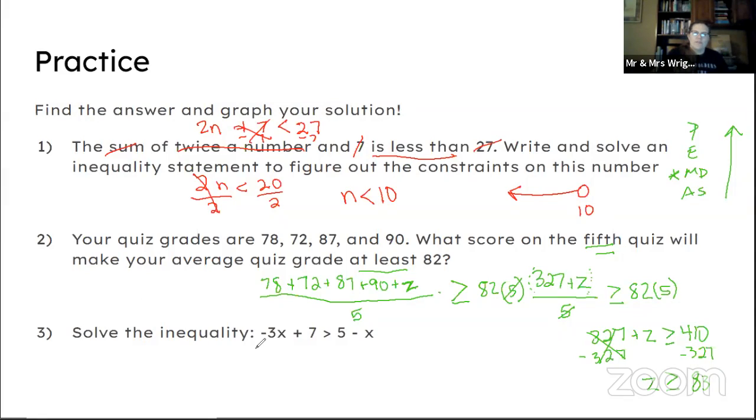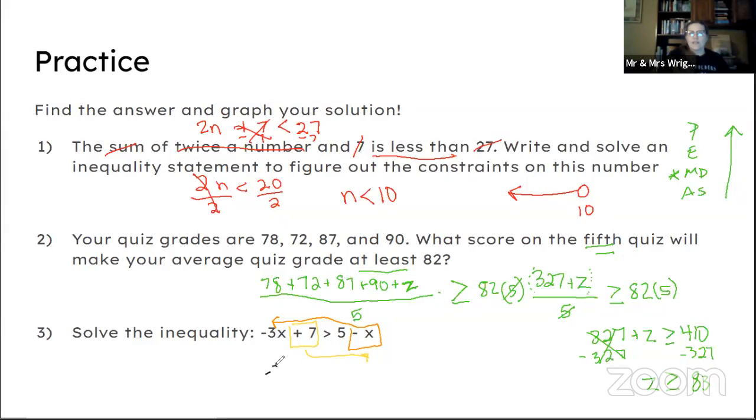All right, number 3, solve the inequality. Negative 3x plus 7 is greater than 5 minus x. Okay, just like our equations where we have variables on both sides, the first thing we want to do is get all of our variables to the left side and all of our constants to the right side. So we're going to follow the same rules because it's just a matter of addition and subtraction. So I'm going to identify all of my variable terms and all of my constant terms that I'm going to want to move here.